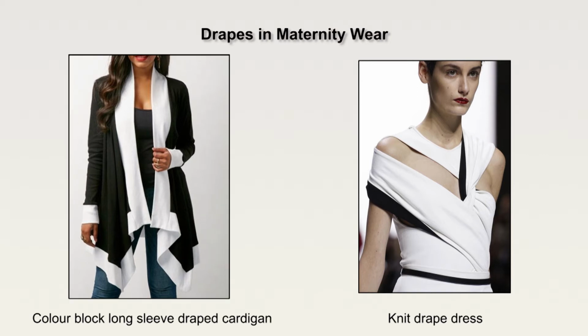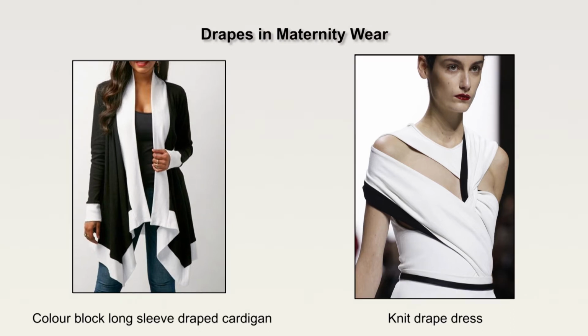Have a look at the color blocked long sleeve draped cardigan on the left. On the right is a Haider Ackermann nib draped dress for spring 2018 ready to wear.